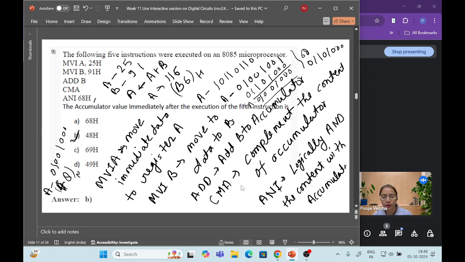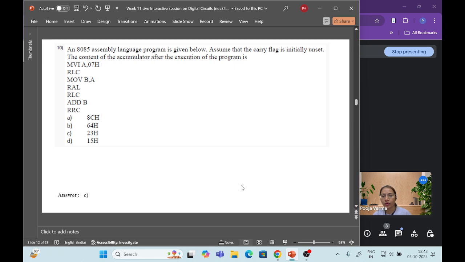Now I hope you understand this question. So moving to the next question. The next question is also based on instructions. An 8085 assembly language program is given below. Assume that the carry flag is initially unset, that means the carry flag is 0, right? The content of the accumulator after the execution of the program is asked. The first instruction is MVI A, that means in register A the value 07 is stored immediately.